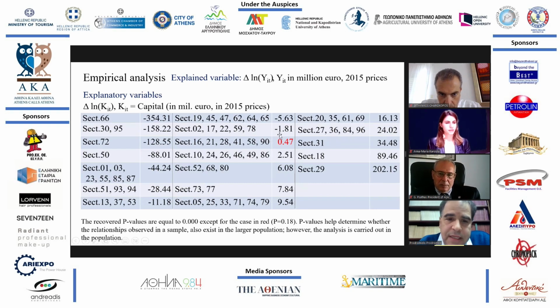The number in red is the p-value. This is something statisticians look at. However, this is the only case where the p-value is not zero. It's 0.18, but it is not very important in our case because we carry out the analysis in terms of the population, not in a sample. So there is no need for a comparison of that sort. We cannot test the significance in the population, the samples with the population, because we work with the population.